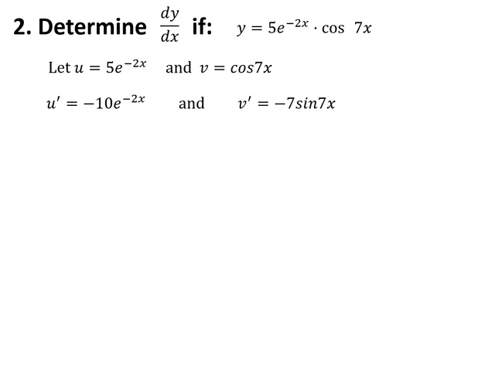Then also for the derivative of cos 7x, the derivative of cosine is minus sine, so you have minus sine 7x, then you multiply by the derivative of 7x, which will give you 7. So your v prime is negative 7 sine 7x.